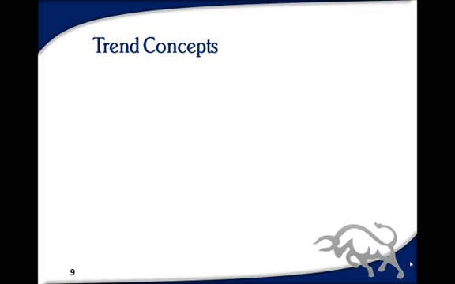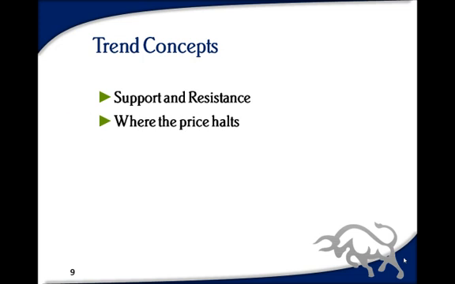Now the next topic we'll talk about is support and resistance. Support and resistance are levels of price. They are levels of price where the price of the stock stops moving. When the price comes down to a support level, that support level supports the price and it stops moving, and it'll go back up again. Where the price goes up to a resistance level, the price stops moving there and it'll come back down.